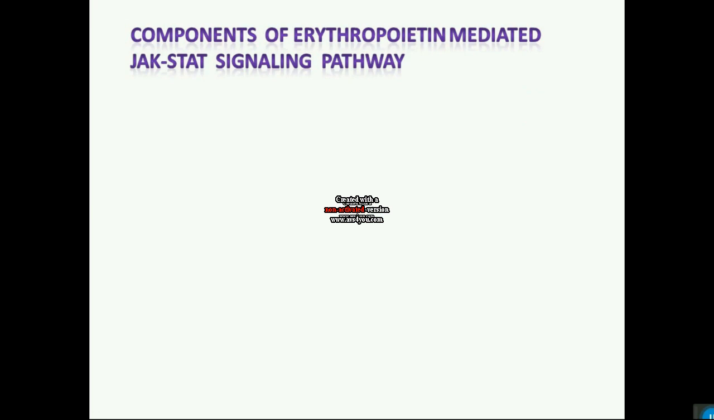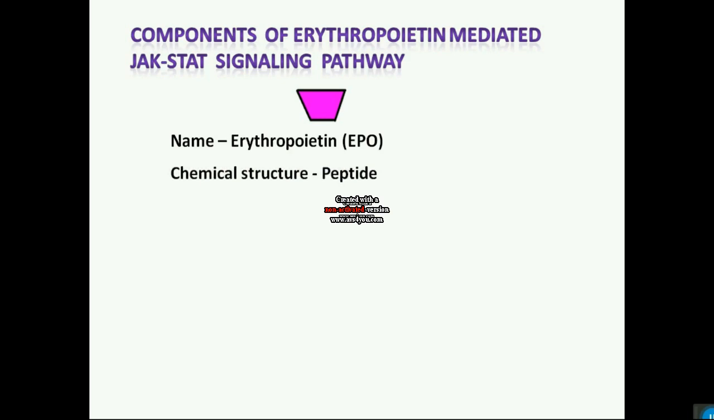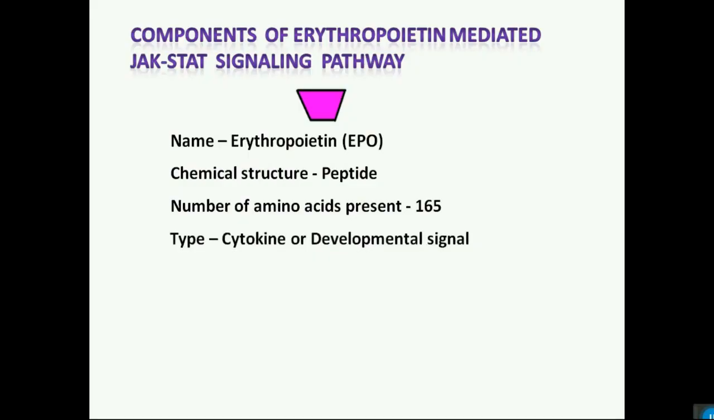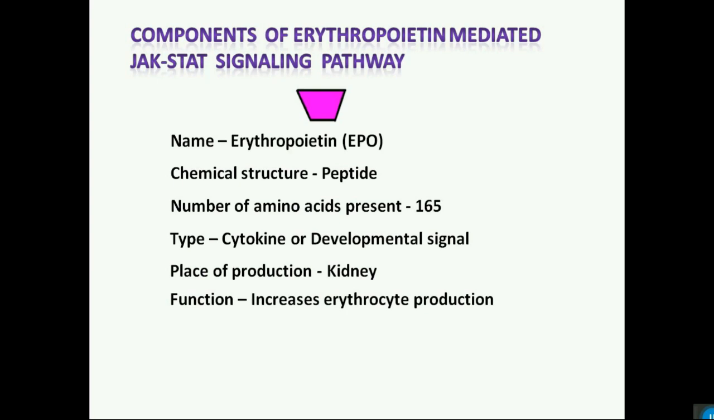The first component is erythropoietin. It is abbreviated as EPO. Structurally, it is a peptide. It consists of 165 amino acids. It is a cytokine or developmental signal. It is produced inside the kidney, and it increases the erythrocyte production or RBC production.